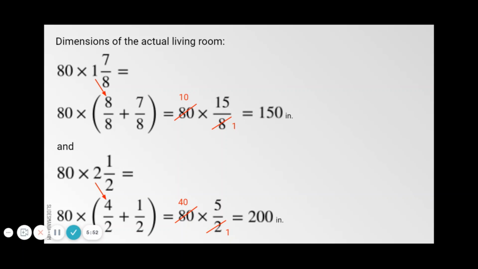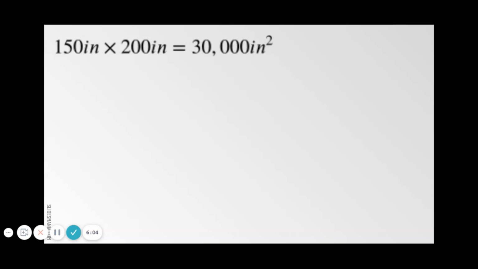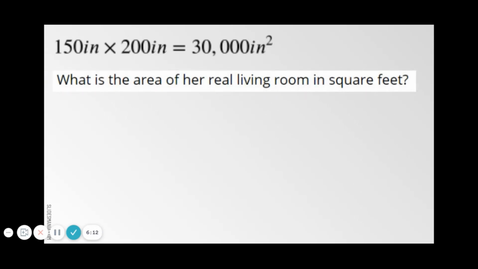Now we have the dimensions of the room. In order to find the area, we need to multiply those two dimensions, which is how we find the area of a rectangle. So 150 inches times 200 inches equals 30,000 square inches. It seems like we've solved the problem. Taking a look back, we realize that the question is asking us to answer in the units of square feet. So now we have to convert the square inches into square feet.